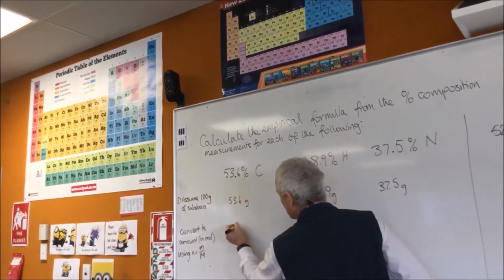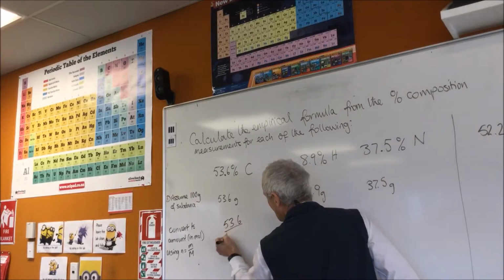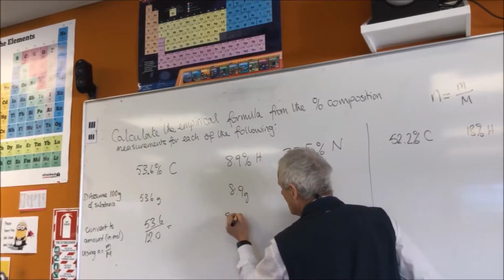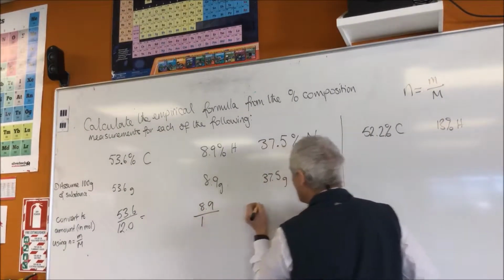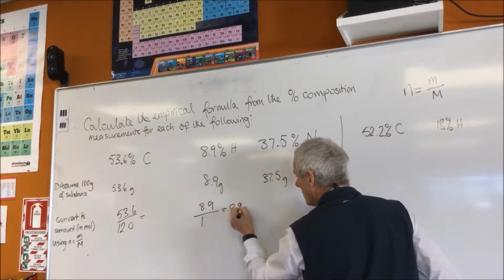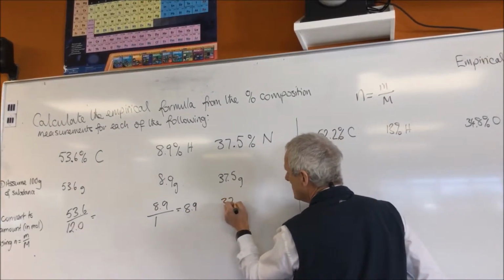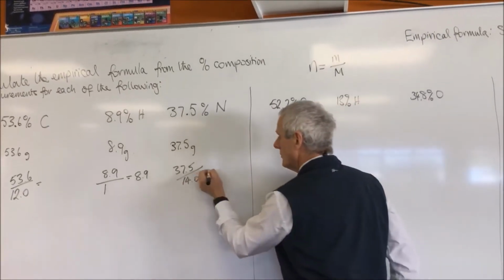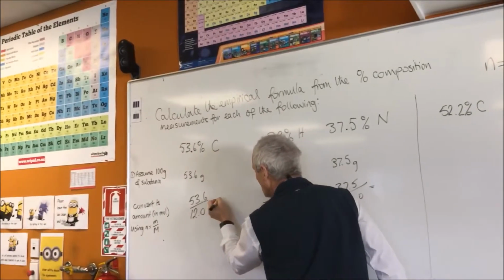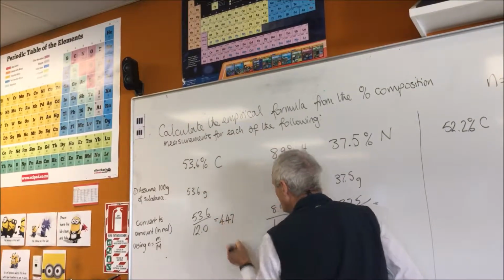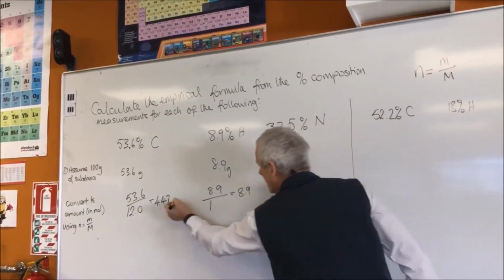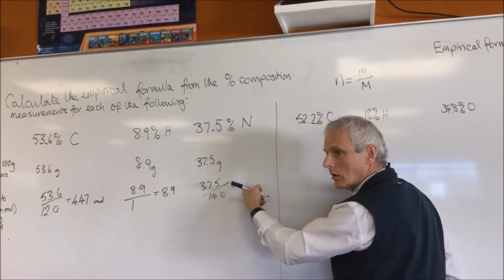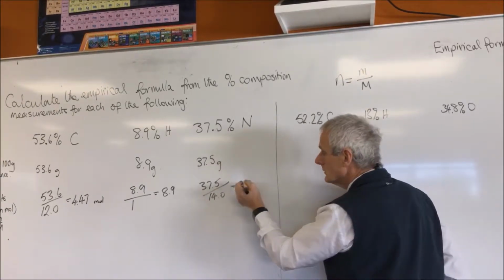So here it's 53.6 and carbon is 12.0. Somebody can work that out. Hydrogen's nice and straightforward, it's 1. And then we've got 37.5 divided by 14 for nitrogen. So we use nice round numbers. So if somebody could tell me what this one is? 4.46. Oh, 4.47, sorry. 4.47 mole. Okay. We've got 8.9. What about this one? 2.59.